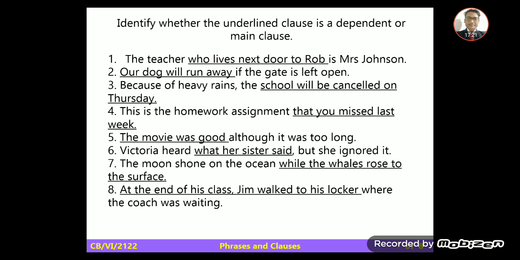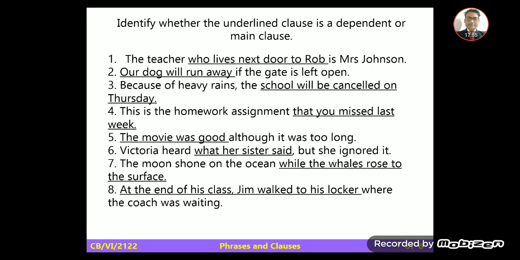Now let's see another one. Victoria heard what her sister said, but she ignored it. What do you think about this? Is this dependent or independent? So think. Victoria heard what her sister said. Here you are looking at a subordinating clause, which is one kind of dependent clause. So it is depending.